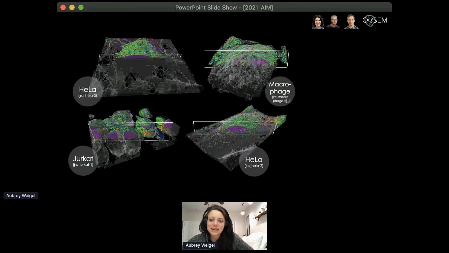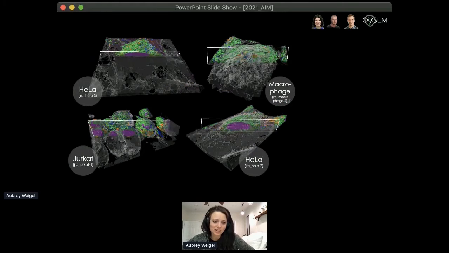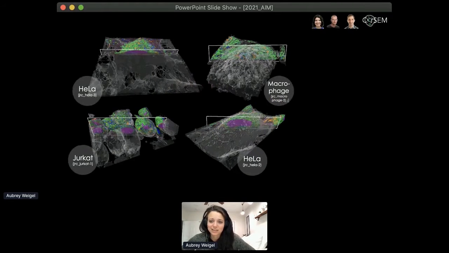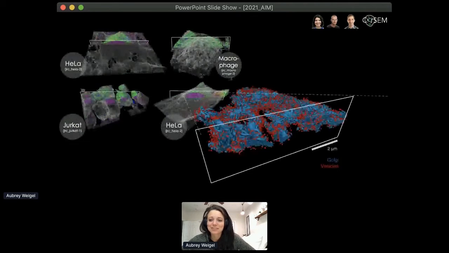What was really exciting about these data sets is that with these predictions, we now had a way to start to see the organelles in a way that we've really never been able to do before. To exemplify this, we'll take a look at one organelle in particular, which happens to be one of my favorites, the Golgi.